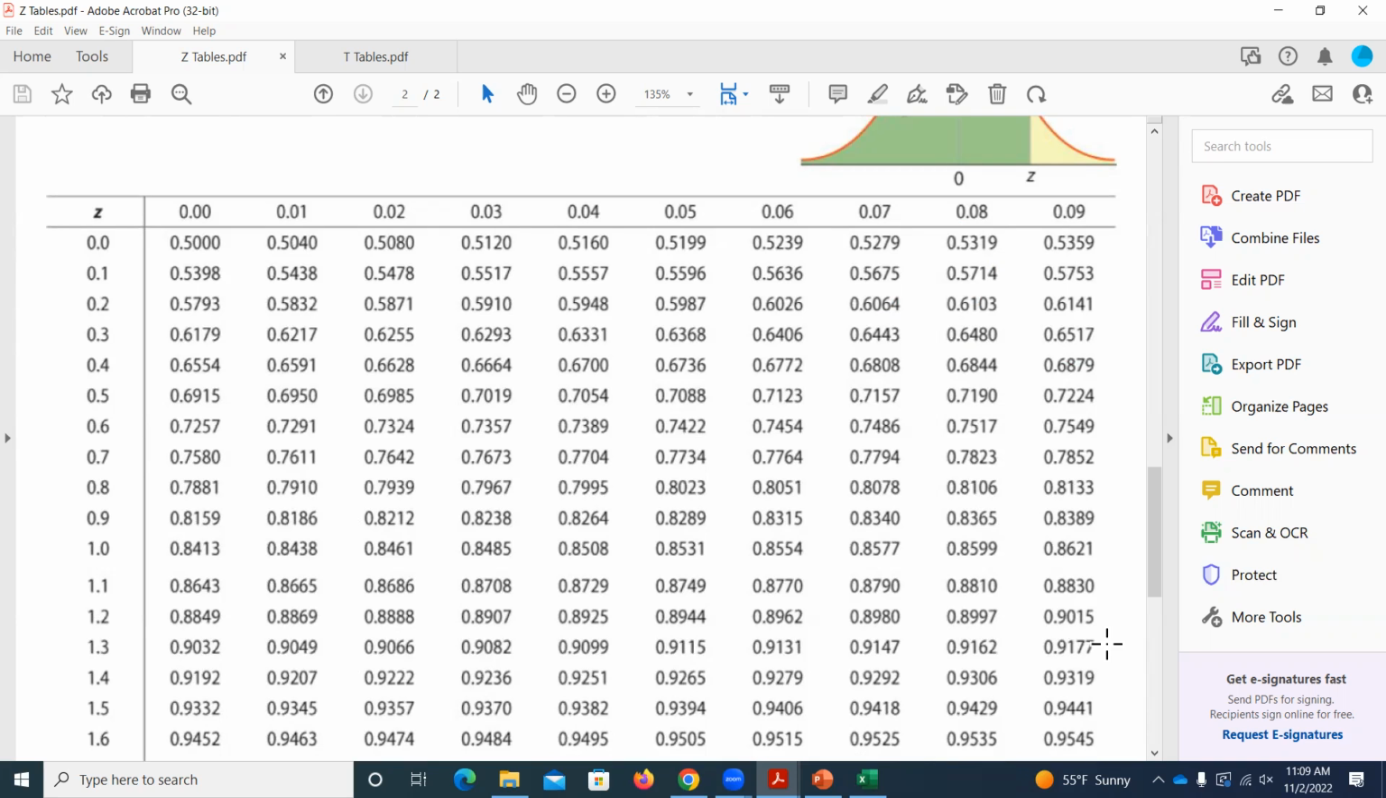The table gives me the area to the left. I want the area to the right, so I can subtract it from 1. So that's what? 0.0823. I'm looking at this right. Then to find my total p-value for this two-tailed test, I would then multiply it by 2.